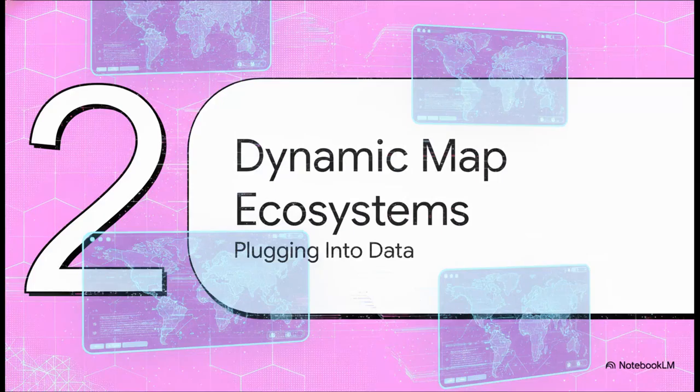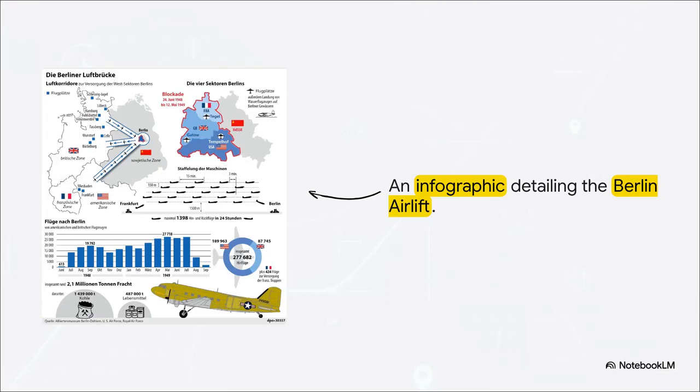Moving on to Section 2, Dynamic Map Ecosystems, plugging into data. So when a map plugs into a larger journalistic system, you get an infographic, just like the super detailed one breaking down the Berlin airlift. Infographics are this standalone presentation form that blends maps with charts, text, and images all into one thing. Here, the map actually isn't acting alone. Honestly, it might even play a subordinate role.